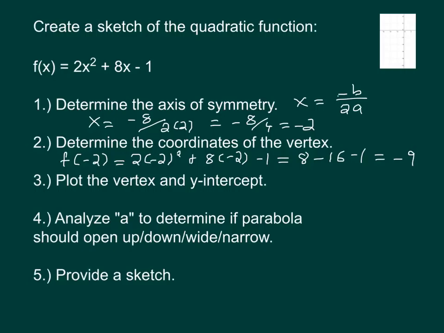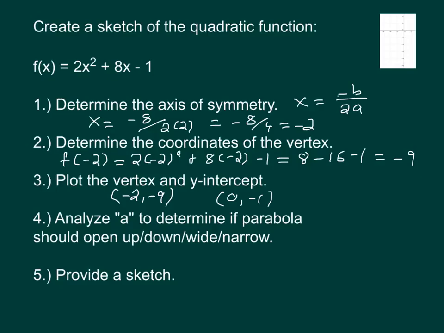So that's an important thing to keep in mind. Next, we're going to actually plot the vertex and y-intercept. My vertex will be the first point that I plot, which is -2, -9. And the y-intercept, remember, is the point 0, c, and in this case, that's going to be -1. So I'm going to have 2 points, and that's where I can start.